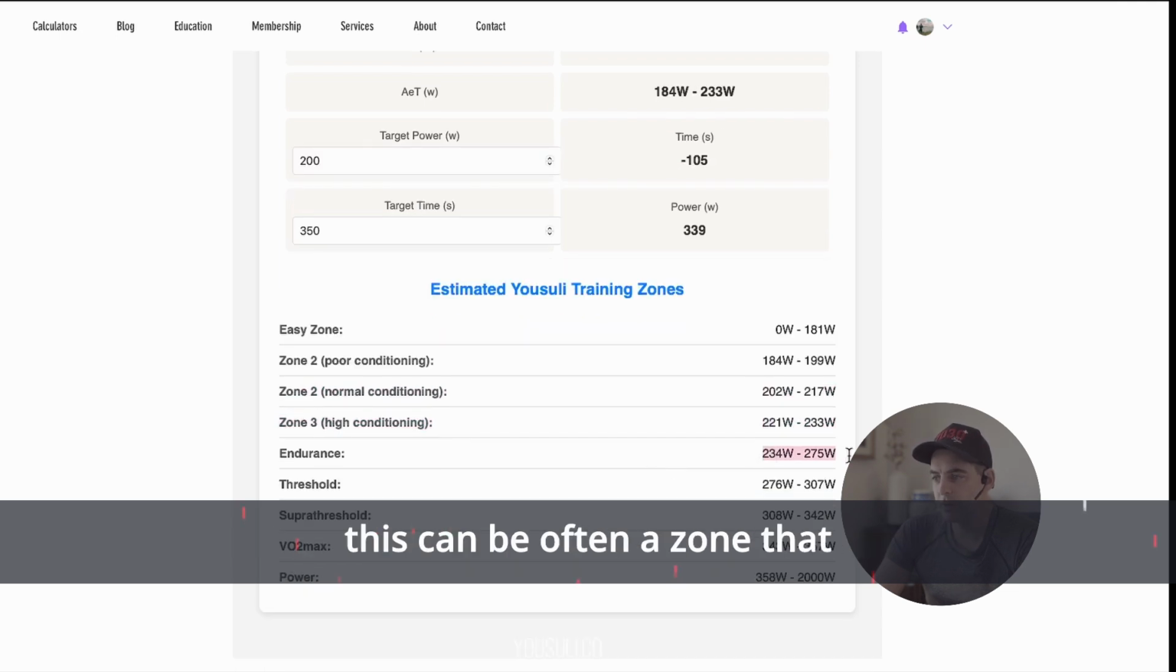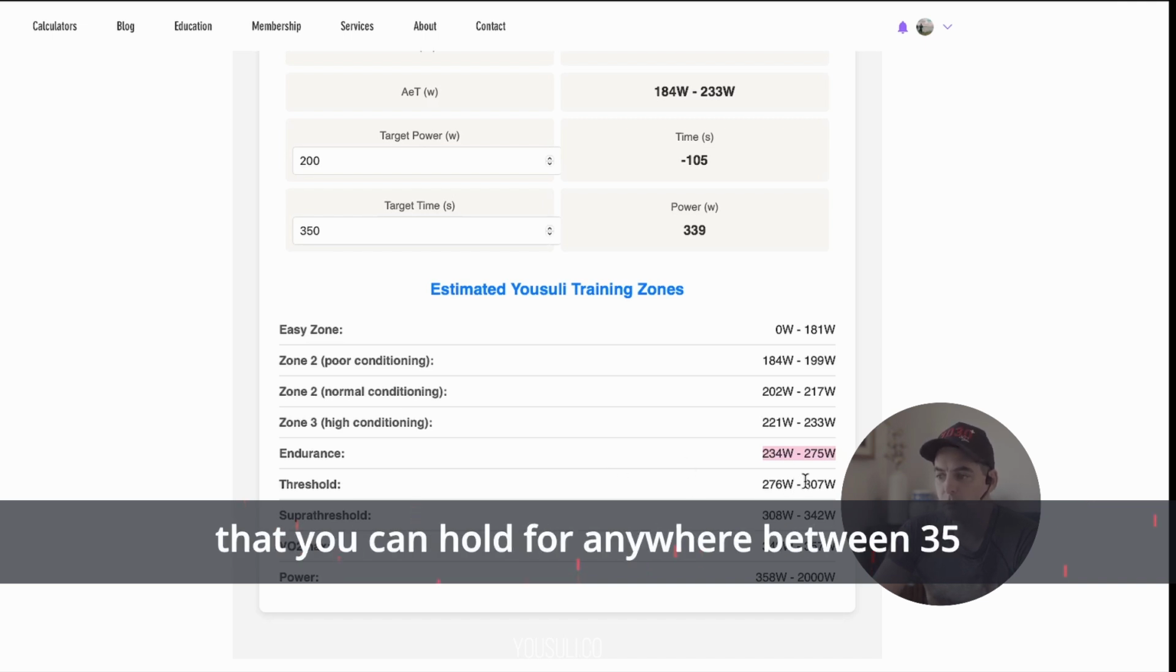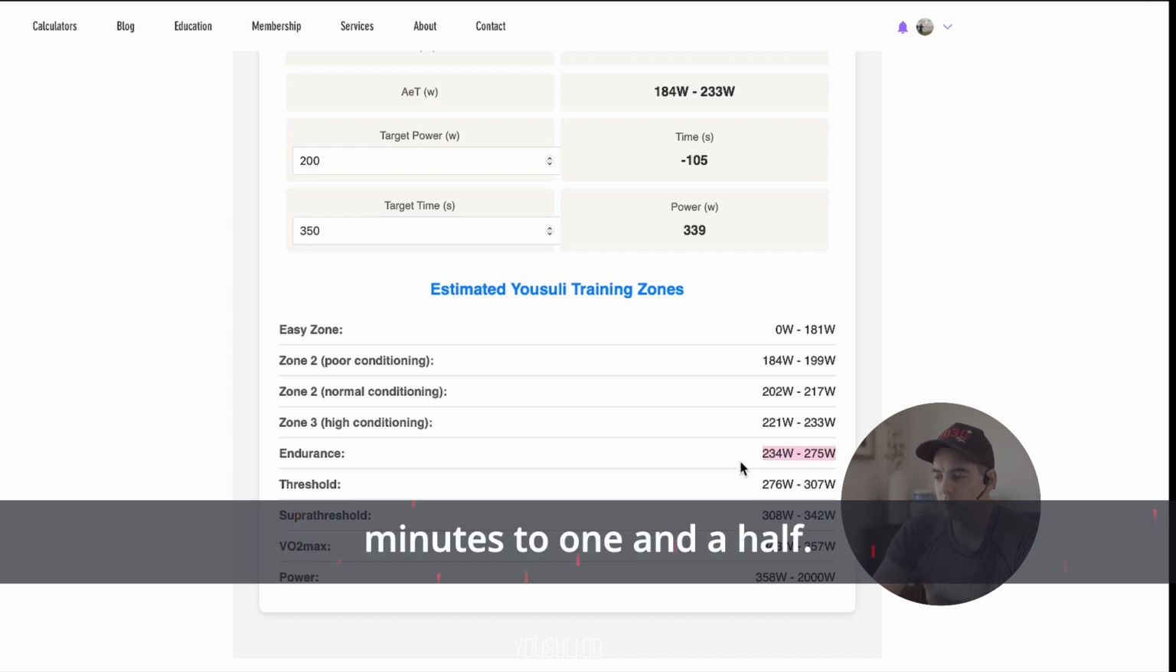Endurance, so this can be often a zone that is being targeted during specific races, as this is a zone below threshold, which will be something that you can hold for anywhere between 35 minutes to 1 hour and a half. The endurance zone is often a racing zone. People that do sprint triathlon will be mostly on threshold or super threshold. People that do very short distances.